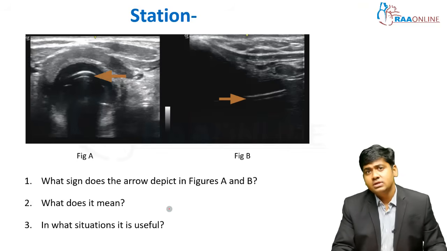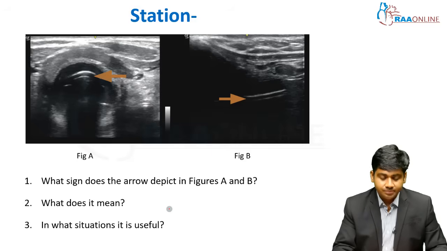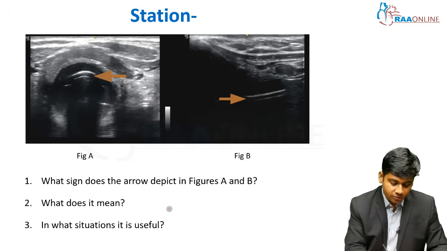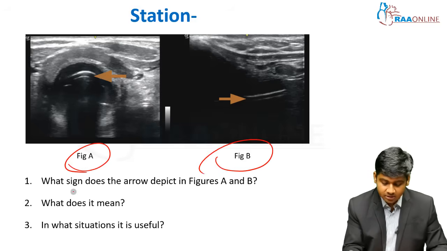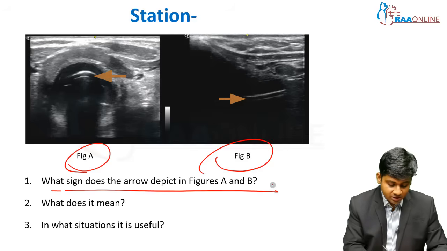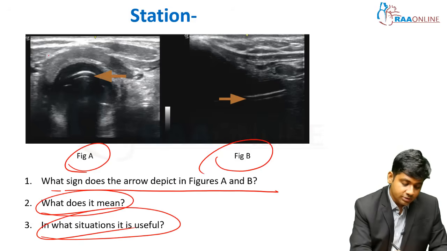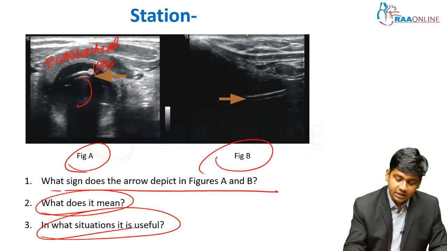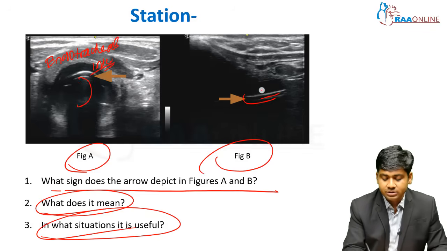Come to the next station. This is the POCUS. We have discussed this image in POCUS. So here you can see figure A and figure B. What sign does the figure show? This is a double track sign. What does it mean and in which situation is it useful? So it is endotracheal intubation. This is the tube inside the trachea. Here you can see the lateral view, also the tube in the trachea.